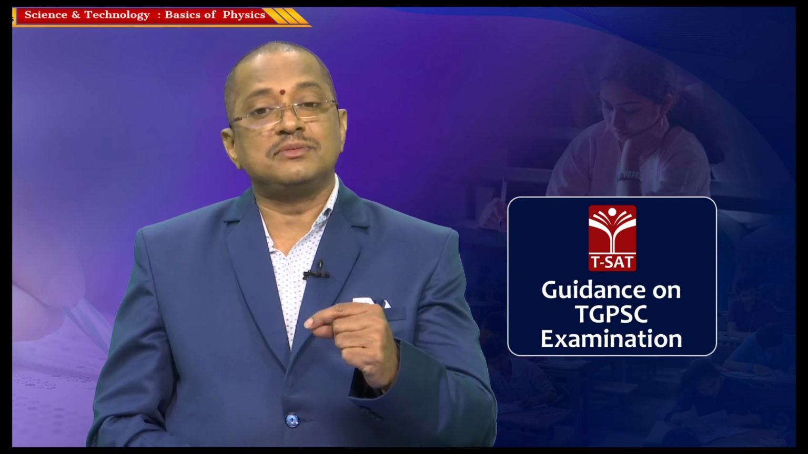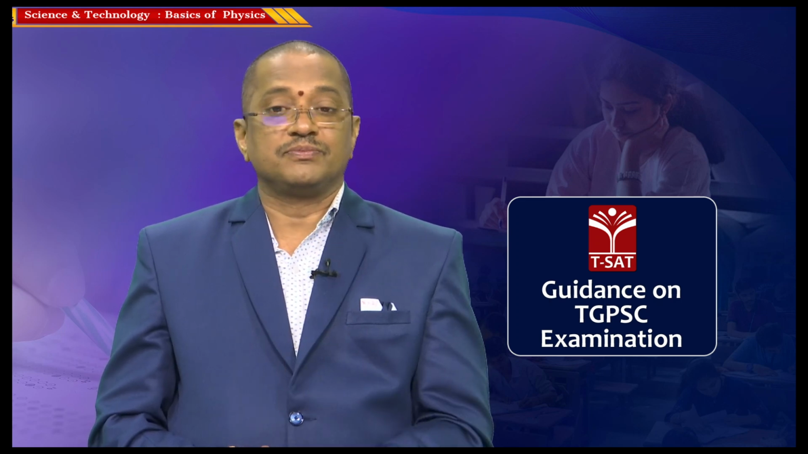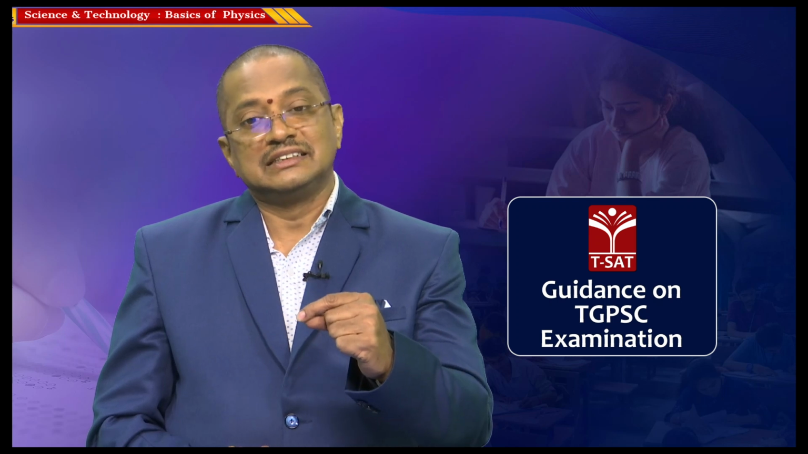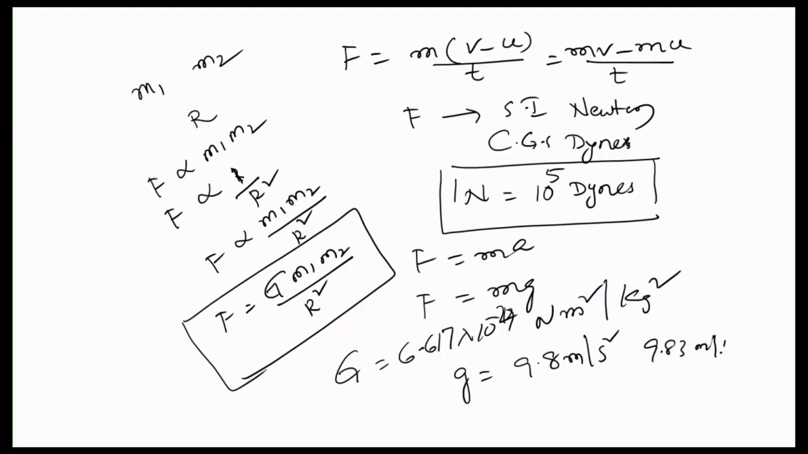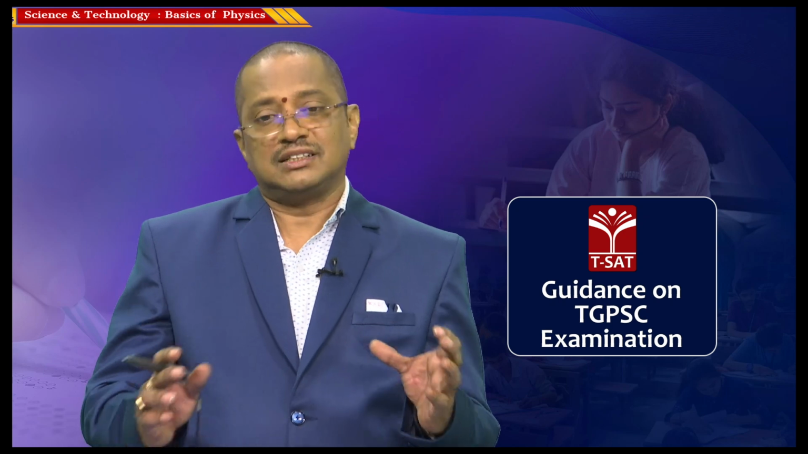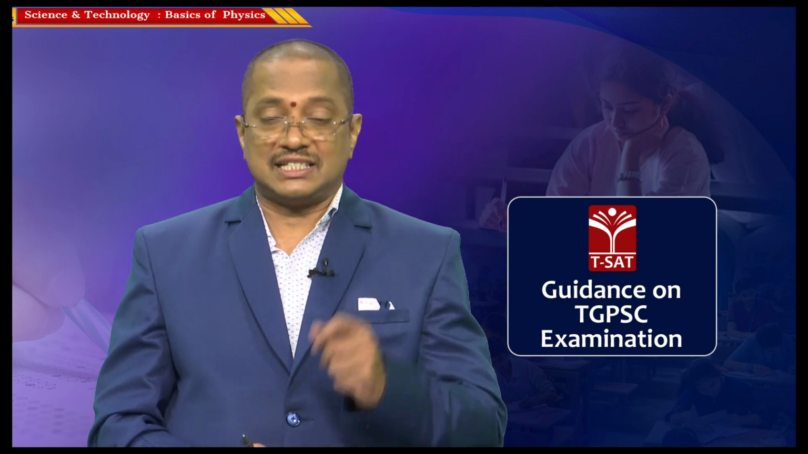It is maximum at the poles and minimum at the equator. Okay. So, it is around 9.83 meter per second square at the poles and 9.78 meter per second square at the equator. Clear? This gravitation will change with respect to the position and the nature of the land also. The g will vary.